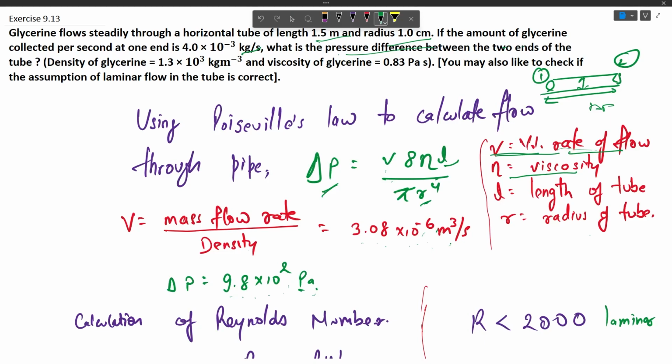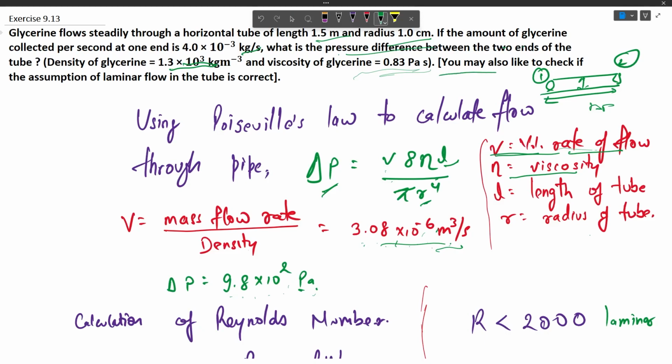So volumetric flow rate can be calculated from the mass flow rate by dividing it by density. Density of glycerin is given, that is 1.3 into 10 to the power 3 kg per meter cube. So volumetric flow rate comes out to be 3.08 into 10 to the power minus 6 meter cube per second. So using this we find the delta P, that is pressure gradient, and it comes 9.8 into 10 to the power 2 Pascal.